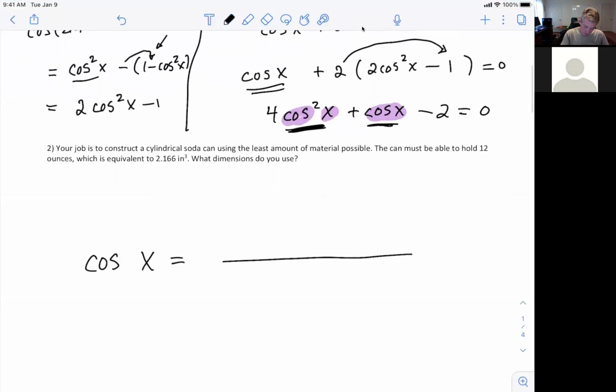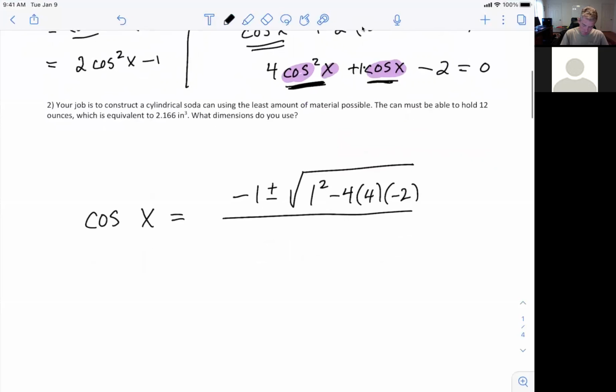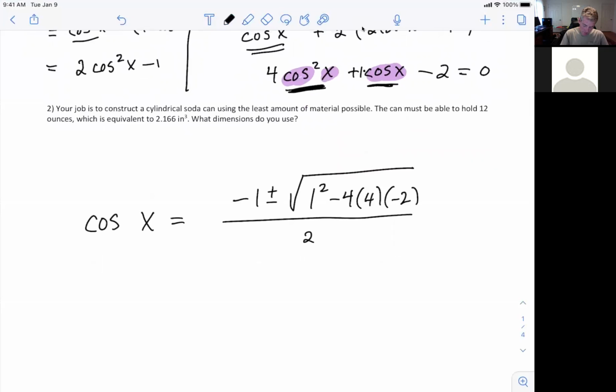So the b is a 1 that is sitting in front of cosine. So negative b plus or minus the square root of b squared minus 4 times a, which is a 4, and c, which is a negative 2, and then all divided by 2 times a.